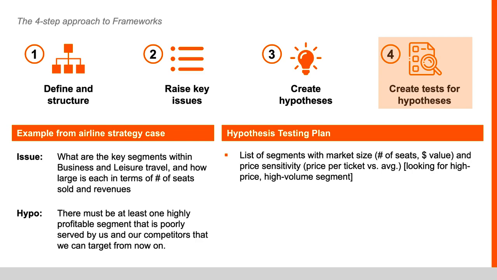So I'd segment the population in different ways and try to find a segment that is large and high paying. This will ensure that they're highly profitable. So I'd look at their size by both the number of tickets sold to this segment and the revenues they generate, and I double check their price sensitivity by looking at how much they pay per ticket versus the average ticket price on the same flights.